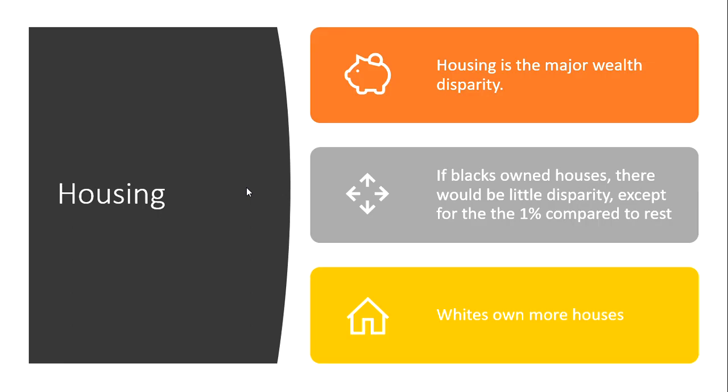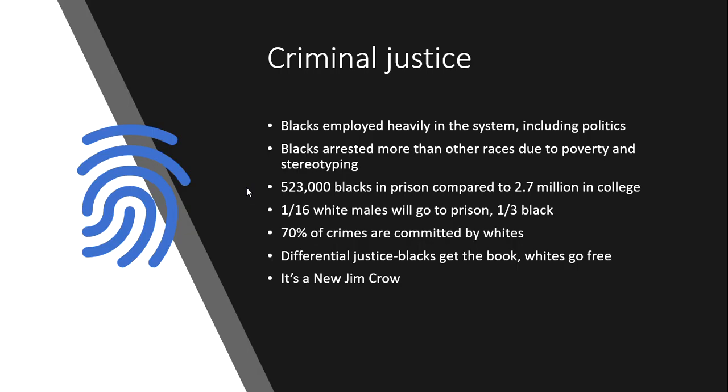Housing is where the wealth disparity really is. If you really want to level the playing field between whites and African Americans, the real trick is to enable African Americans to get a mortgage on their house. Okay, so mortgage discrimination is really just a major difference between wealth between whites and African Americans. So again, if we can help African Americans buy their house instead of rent, you're going to see this disparity between the two races really shrink. Okay, so again, if blacks owned houses, there would be little disparity except for the 1% compared to the rest, okay? Whites simply own more houses, so therefore they're able to gain capital in their homes.